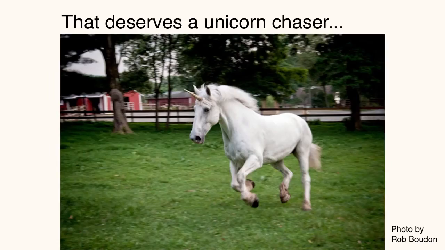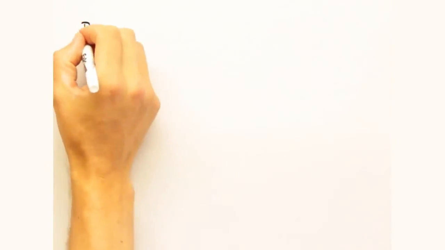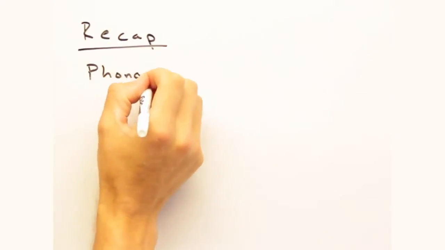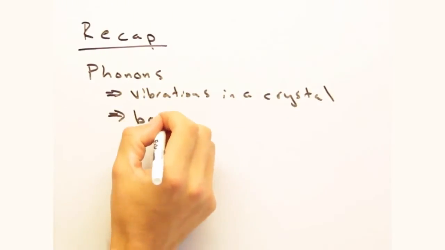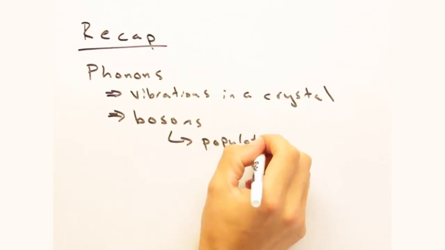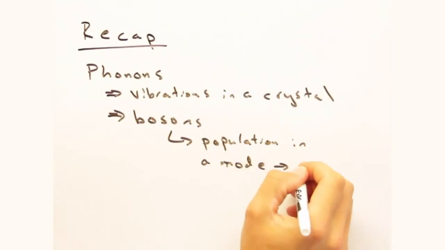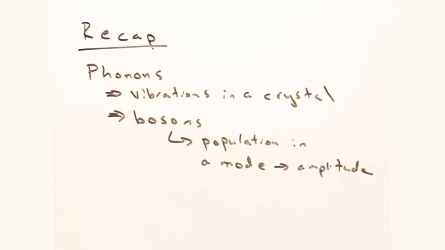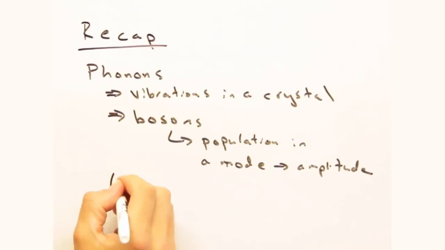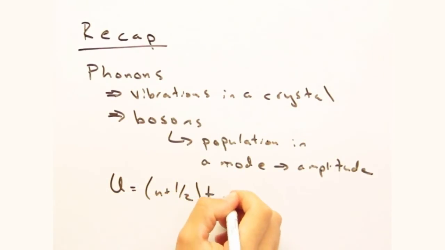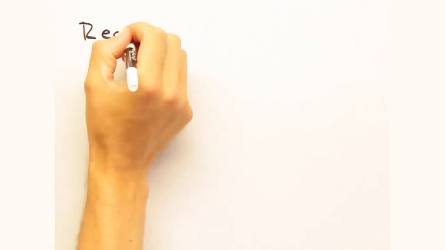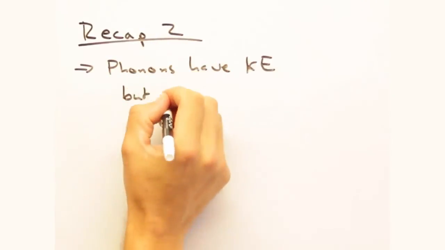This looks like a good place to stop today. Nicole, why don't you walk us through a recap? Yeah, so first we introduced the term phonons to describe vibrations in a crystal. By analogy, we know that photons are bosons that can reside in the same mode to increase the amplitude of the light wave. Phonons do the same thing, but for vibrations in a crystal. Phonons also act like simple harmonic oscillators in that the energy of a vibrational mode is n plus a half h bar omega, where n is the phonon population in that mode. In part 2, we learned why phonons have kinetic energy, but no linear momentum.